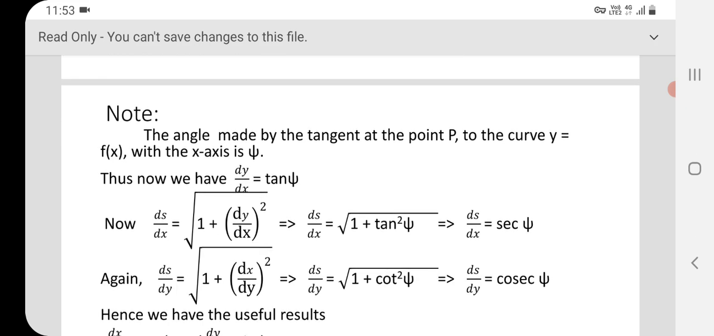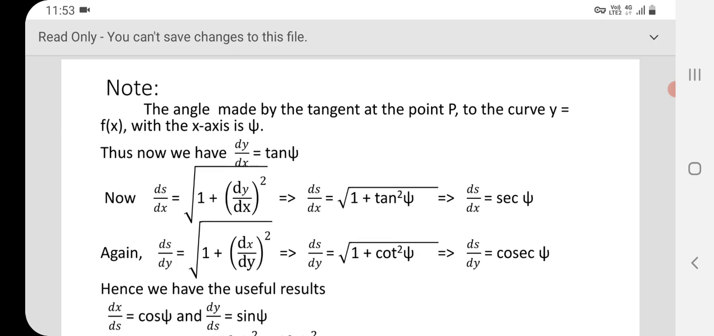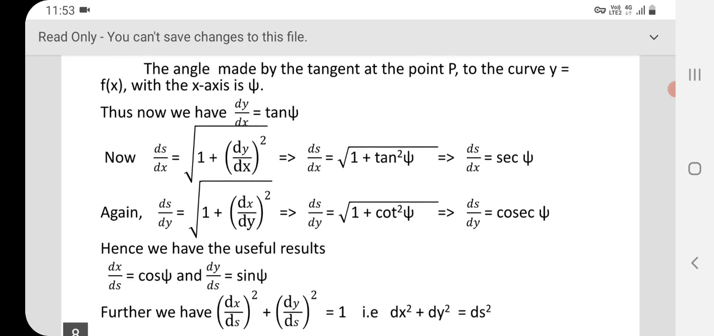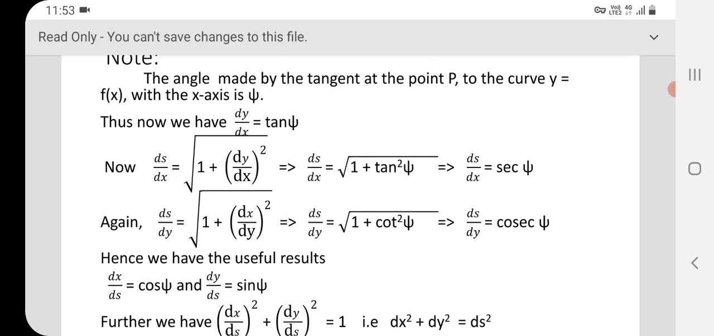Now look at the note. The angle made by the tangent at the point P to the curve y equals f(x) with the x-axis is xi. Thus we have dy by dx equals tan xi. Now we know that ds by dx equals root of 1 plus (dy by dx) whole square. Now if I take the substitution here, we get ds by dx equals secant xi.